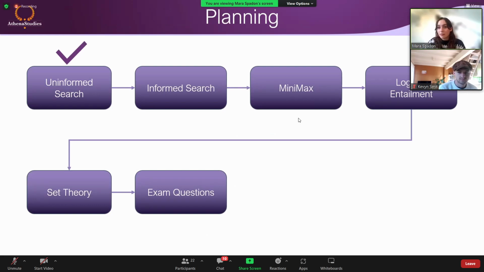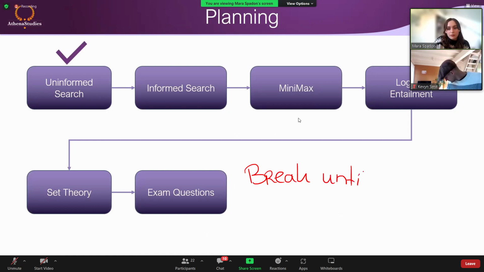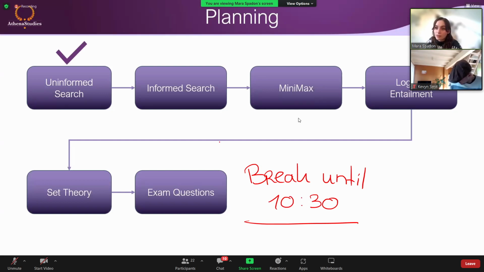Let's have a 15-minute break. Okay, so let's do until 10:30. I'll just write it down here. Break until 10:30. And then we will move on with informed search. Okay? So I will stay here during the break. If you have any questions, please let me know. And otherwise, I'll see you in 30 minutes.